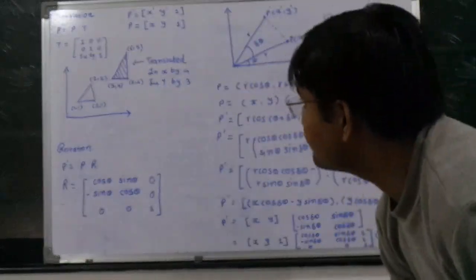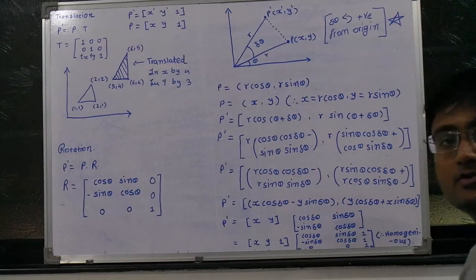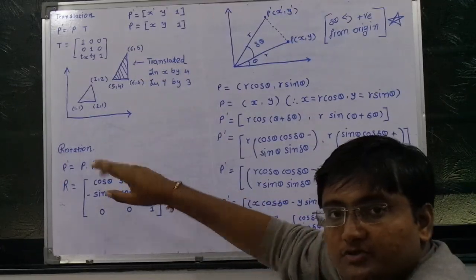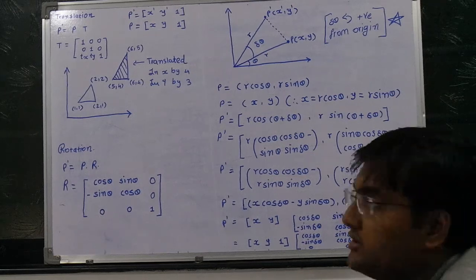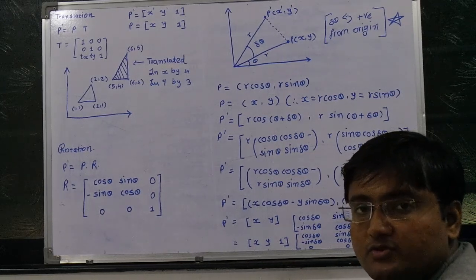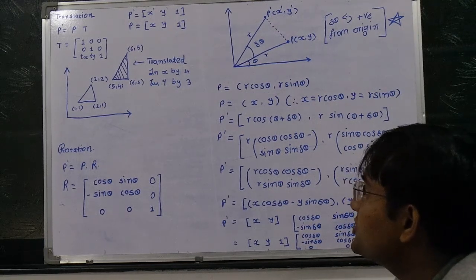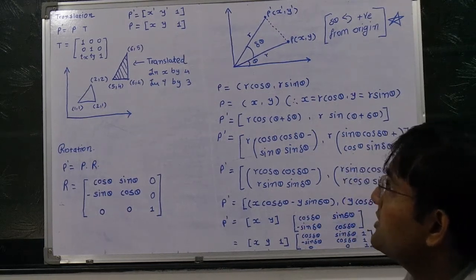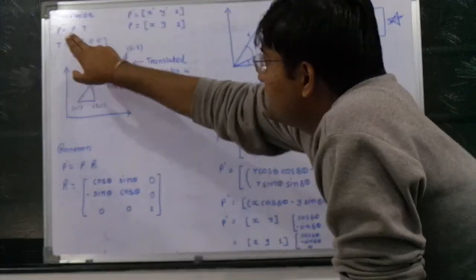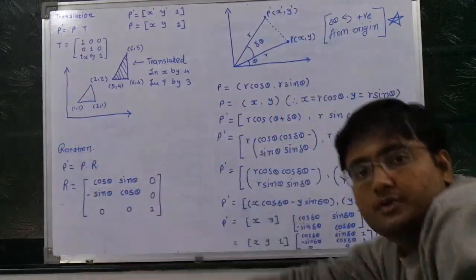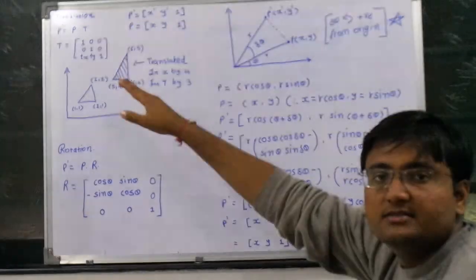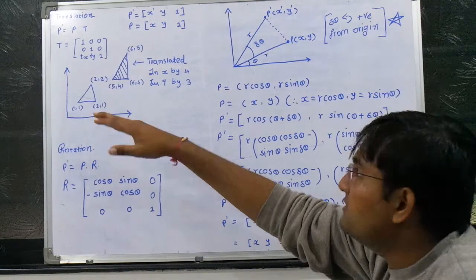Hello friends, so today we are going to learn about the translation process and the rotational process in computer-aided design, useful especially for Gujarat Technical University students. What is required to be understood is that P dash is equal to P into T, where P dash is the point to be obtained.